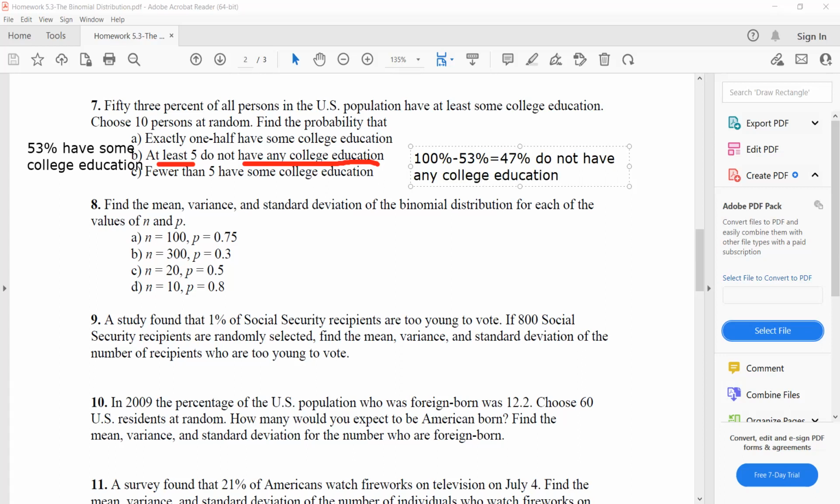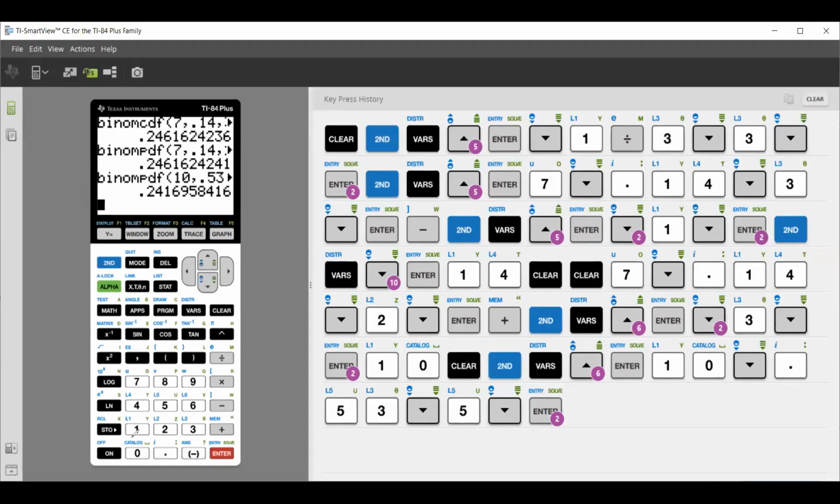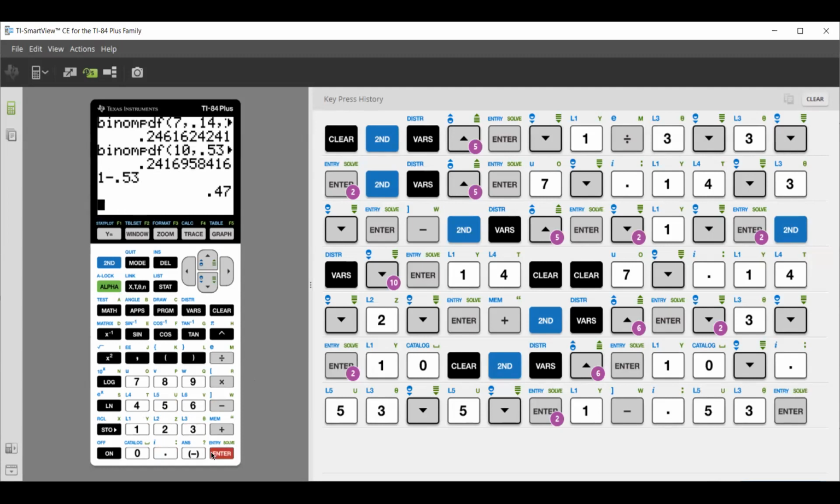So how do I put that in the calculator? If you're looking at the percentages, it's 100 minus 53. If you want to put in the decimal, you can put in 1 minus 0.53, because 100% as a decimal is just 1, right? And that should be 0.47 or 47%, right?